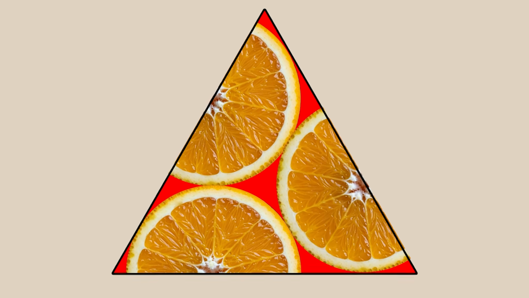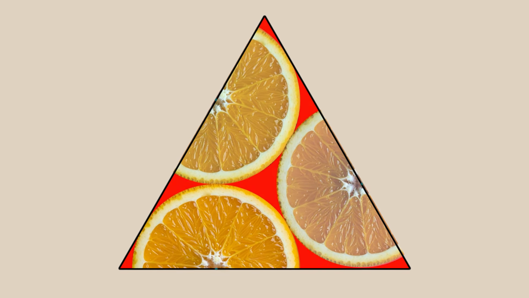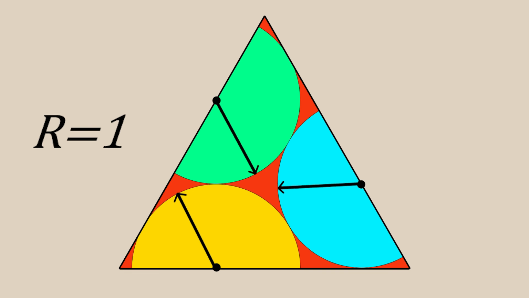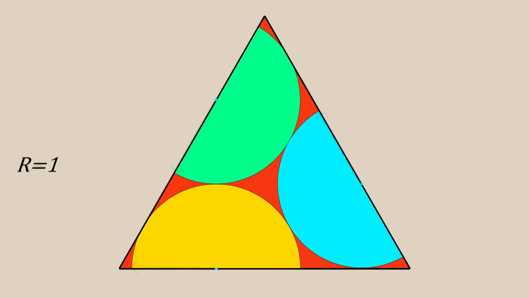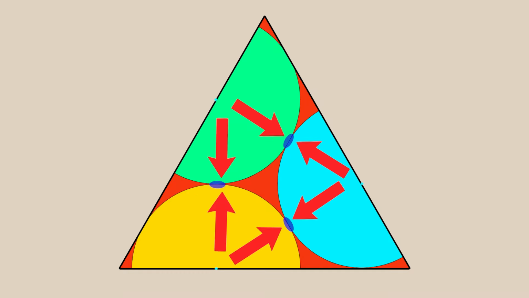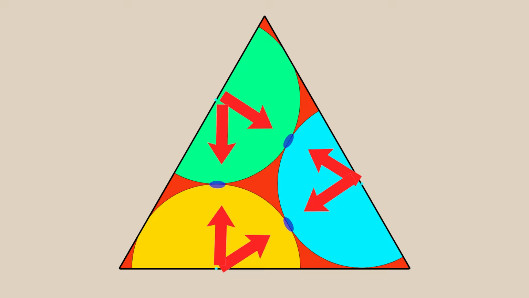In today's problem, we have three semicircles fitted inside an equilateral triangle. We are tasked with finding the area of the red remaining part. We know that all three semicircles are equal with a radius of 1. Each one lies on a side of the triangle while its curved part touches the adjacent side. Also, there are no gaps between the semicircles. They touch each other perfectly.